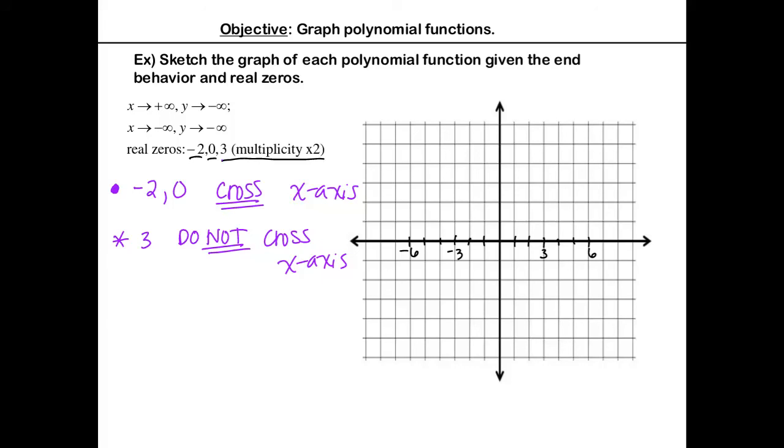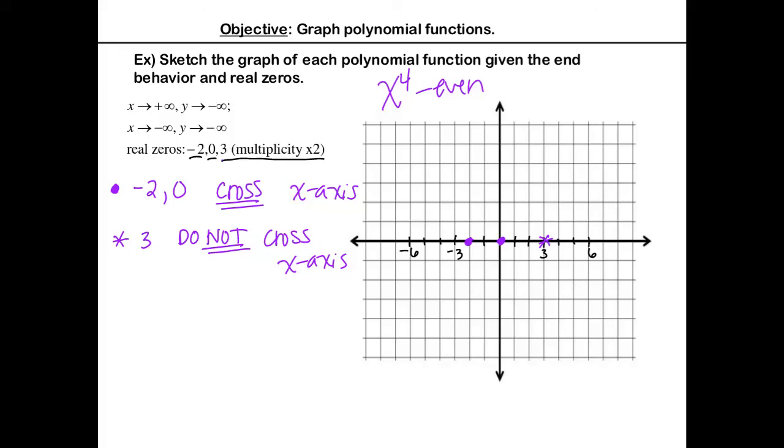Okay? And again, how many zeros would this one have? What does that multiplicity represent? Two of them. So I have two 3s. And a negative 2 and a 0. I have how many total zeros? 4. X to the 4th, which means this is even. You should be pointing in the same direction. So at the negative 2, I'm going to put a regular dot. At the 0, put a regular dot. And the positive 3, we're going to put an asterisk.